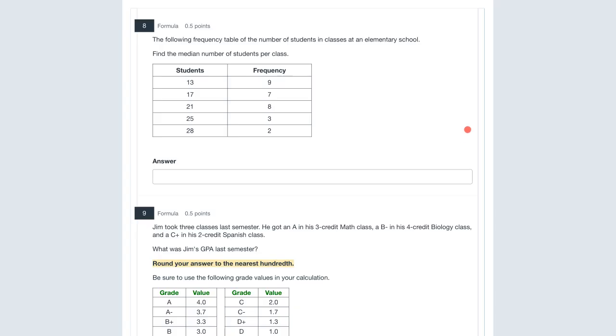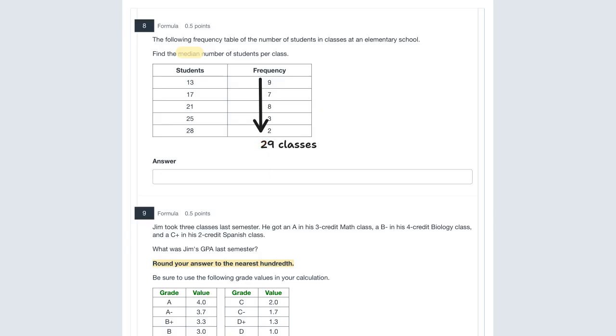Another frequency table. Now this one asks for the median. All right. Now when we do the median, so the median would be putting these numbers in order. So I need to know how many there are. So if I add these up again right here, so how many are here? So 9 and 7 is 16, and 8 is 24, and 5 more is 29. So there are 29. So there are 29 students, or 29 classes, I'm sorry. So this is classes, right?